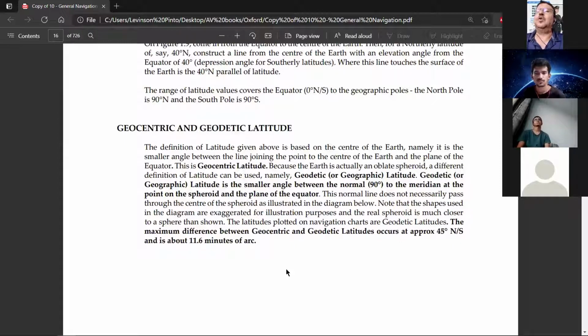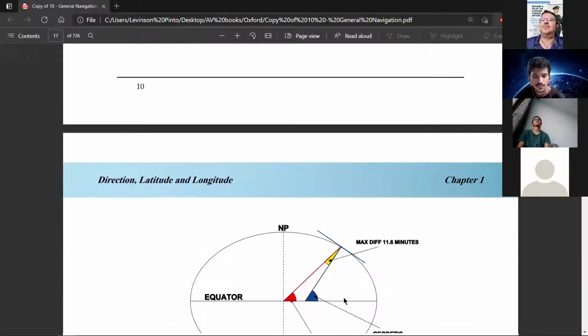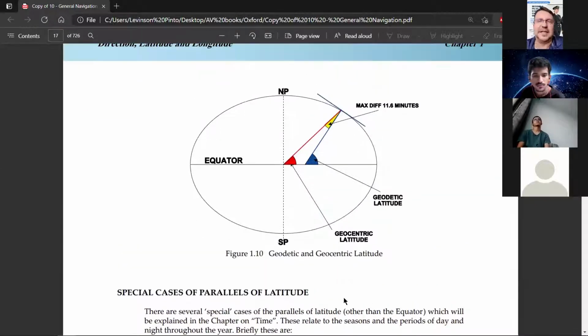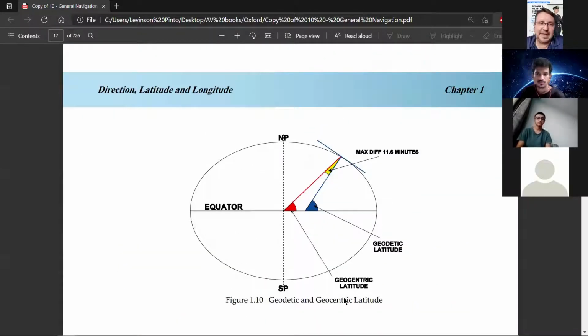Check. Note that the shapes used in the diagram are exaggerated for illustration purposes, and the real spheroid is much closer to the sphere than shown. Okay? This means that you never, ever go to fly keeping in mind what is in the charts or the diagram. No.